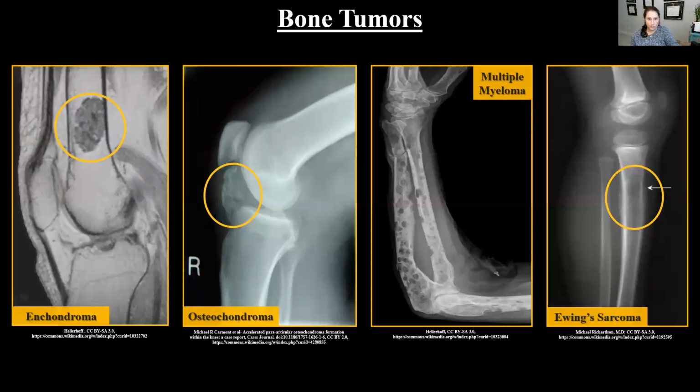With our bone tumors, here's an example here. So there's that enchondroma. There's the osteosarcoma in the second picture there, the multiple myeloma, and then an example of what Ewing sarcoma would look like. So all good testable material there.